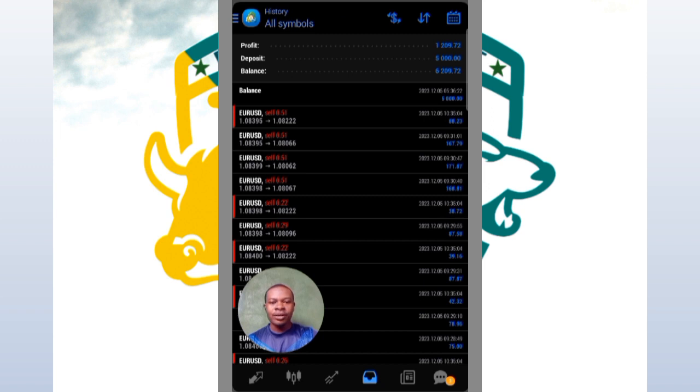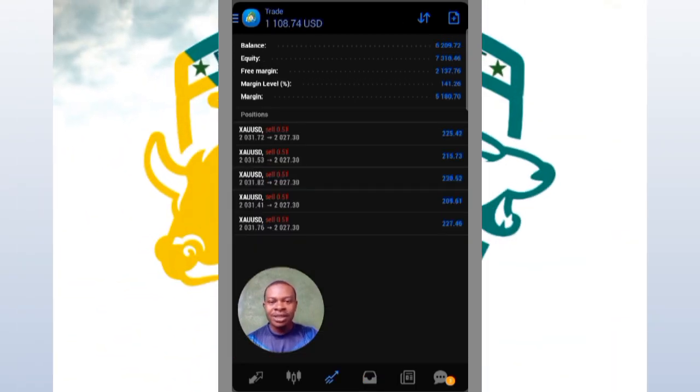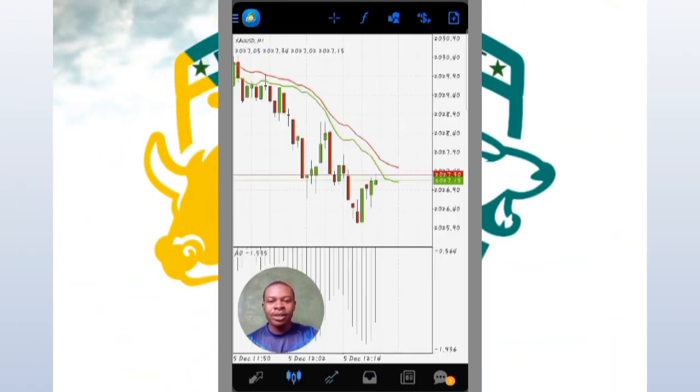Earlier today I was able to make this profit. Right here you can see at the top of the screen I was able to make this profit. It's about 1,200 selling euro USD, with similar entry pattern. Okay, so presently I'm on gold and I'm using similar pattern.